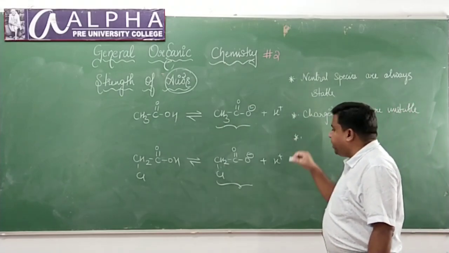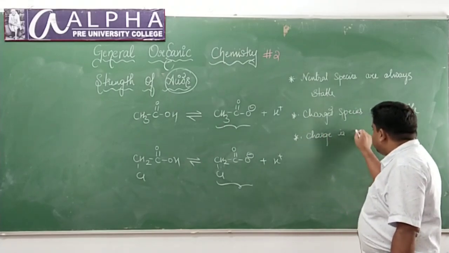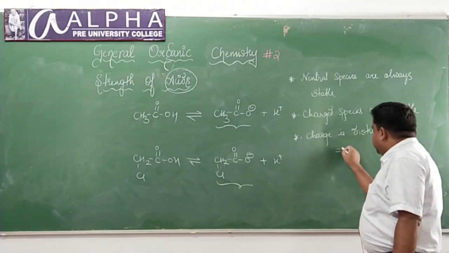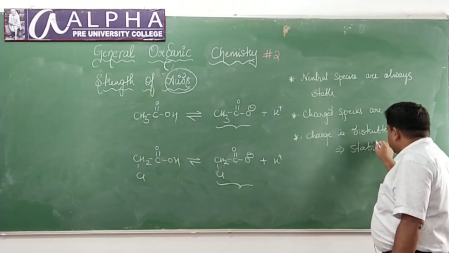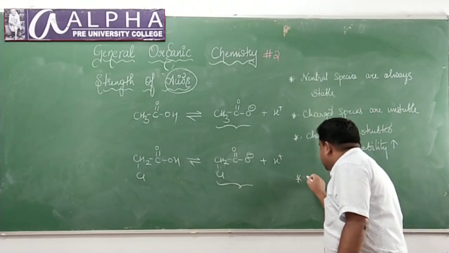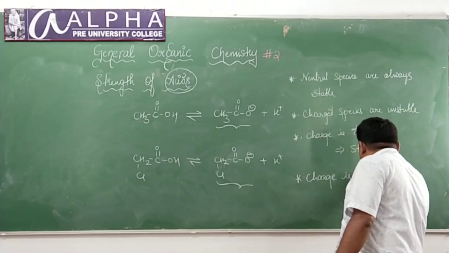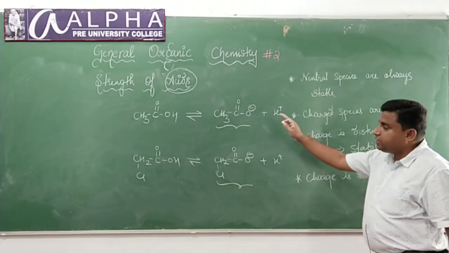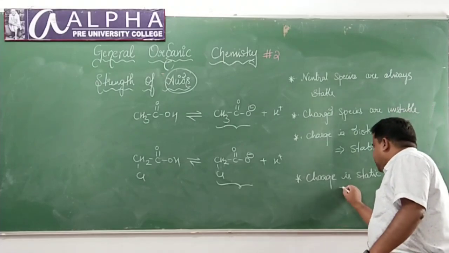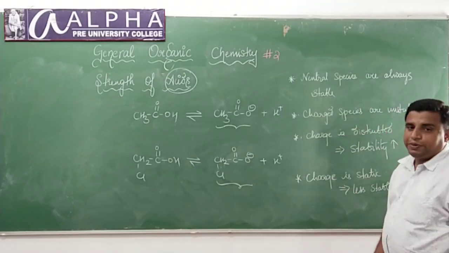And one more point: if the charge is distributed, then the stability increases. If the charge is static, that is, the charge present in the molecule is not moving, it is not getting shifted, then the species will be less stable. Obviously charged species are unstable.